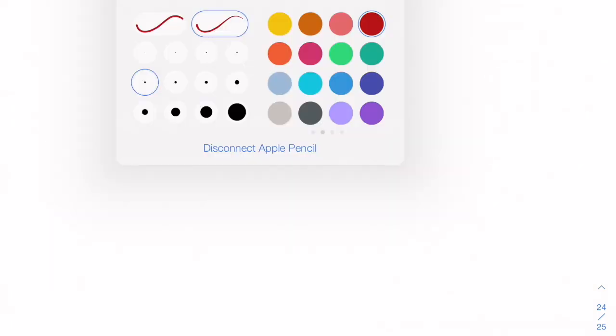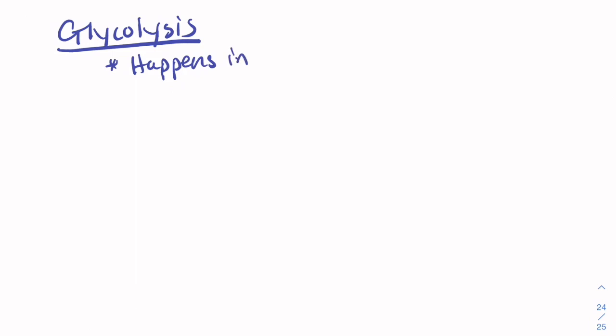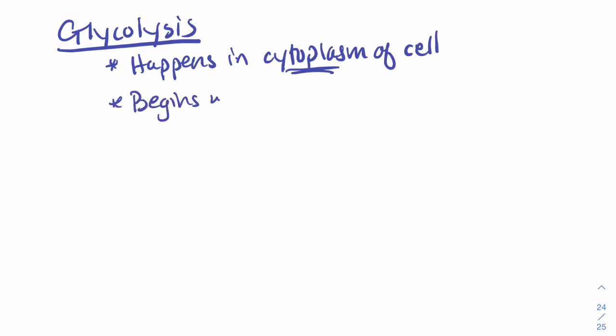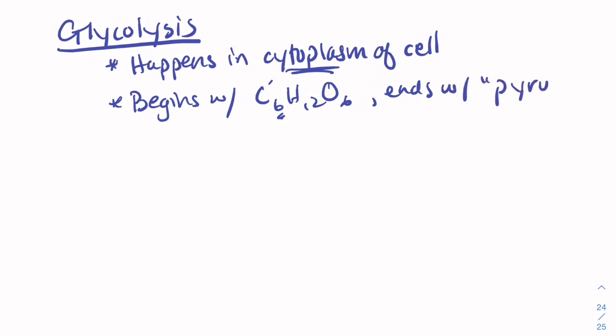The first process, let's not do red, let's do blue, is the process of glycolysis. All right, so glycolysis, first up, it happens in the cytoplasm of the cell. So we're not in the mitochondria yet. It begins with glucose, which is a 6-carbon molecule. And it ends with a molecule called pyruvate, or let's say 2 pyruvates.